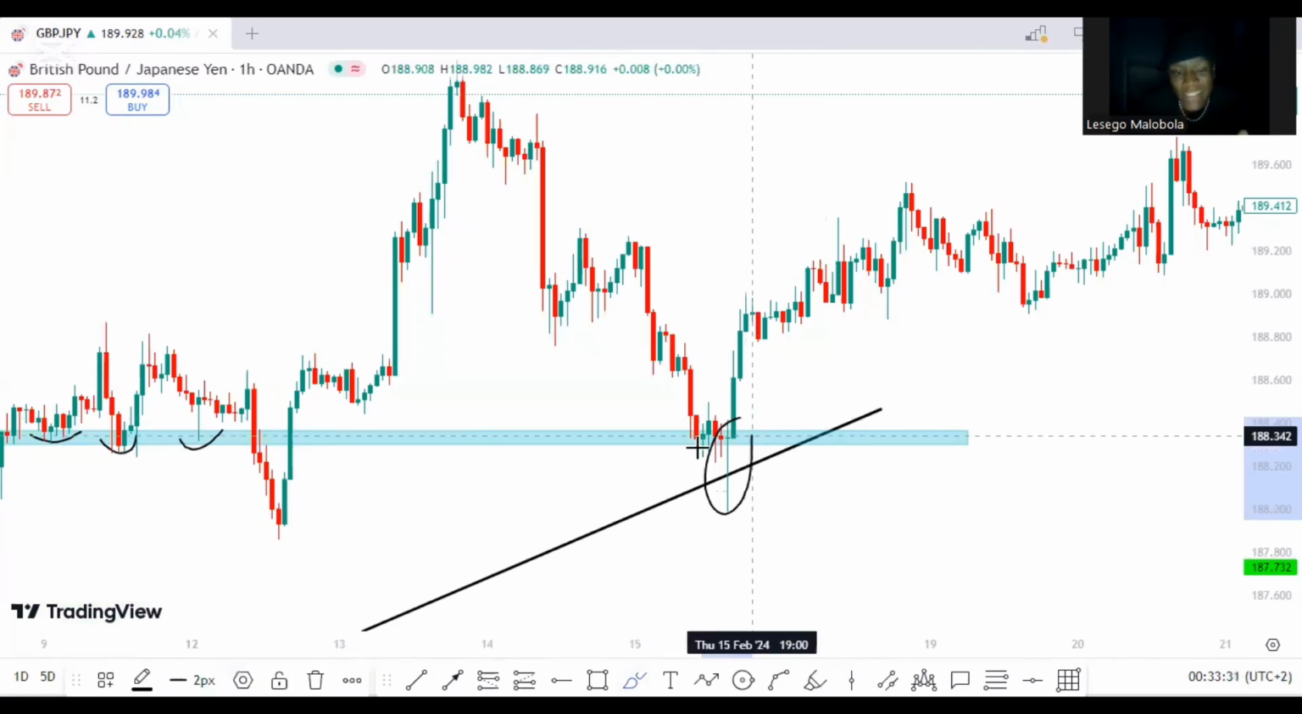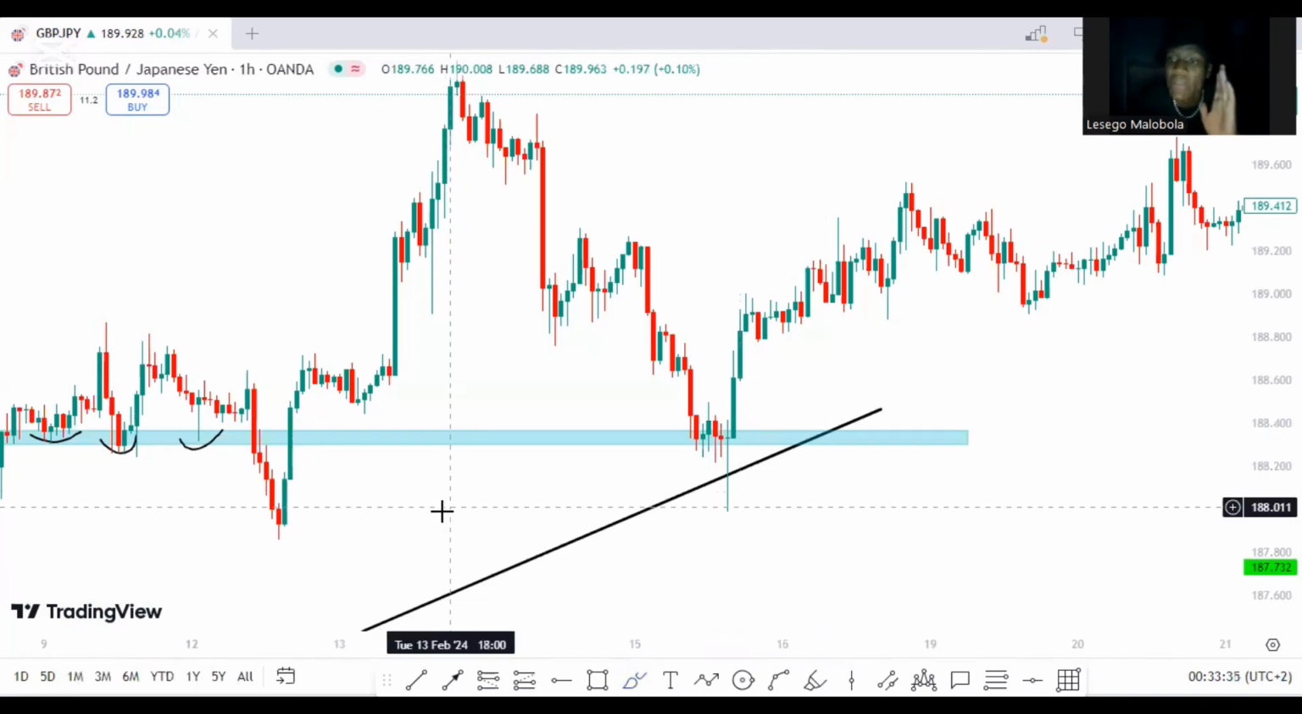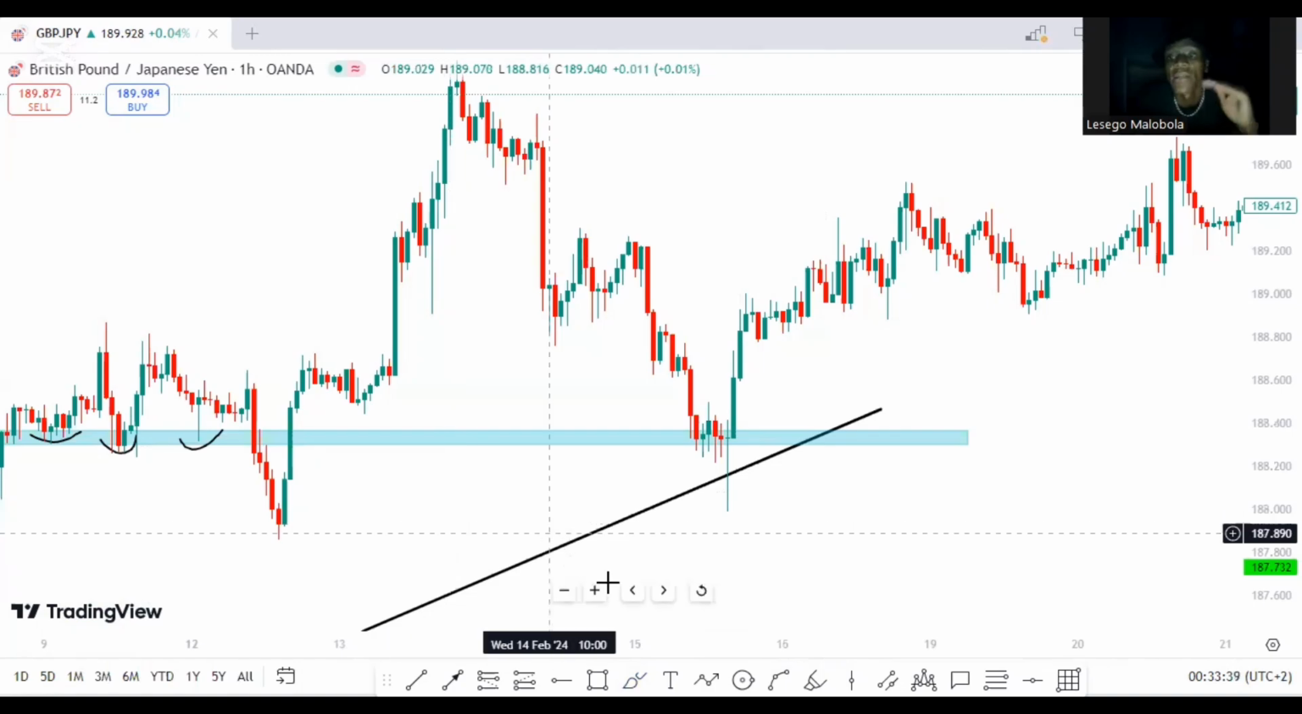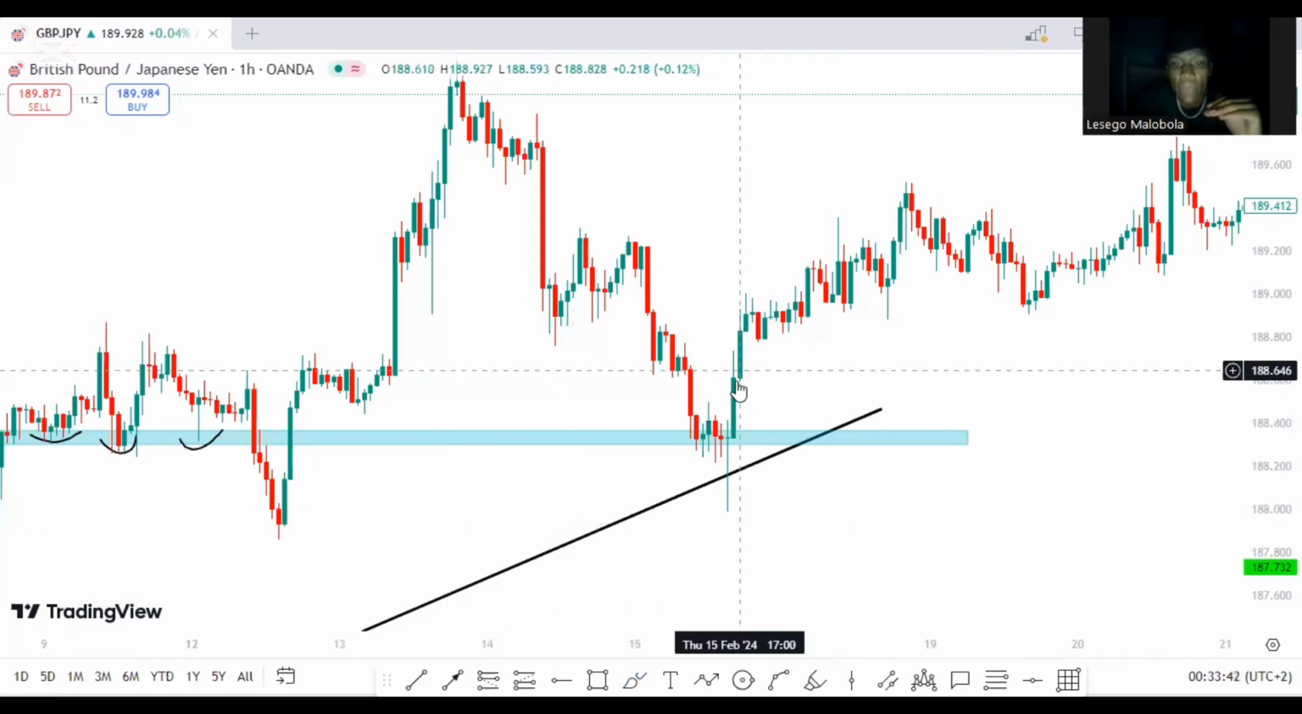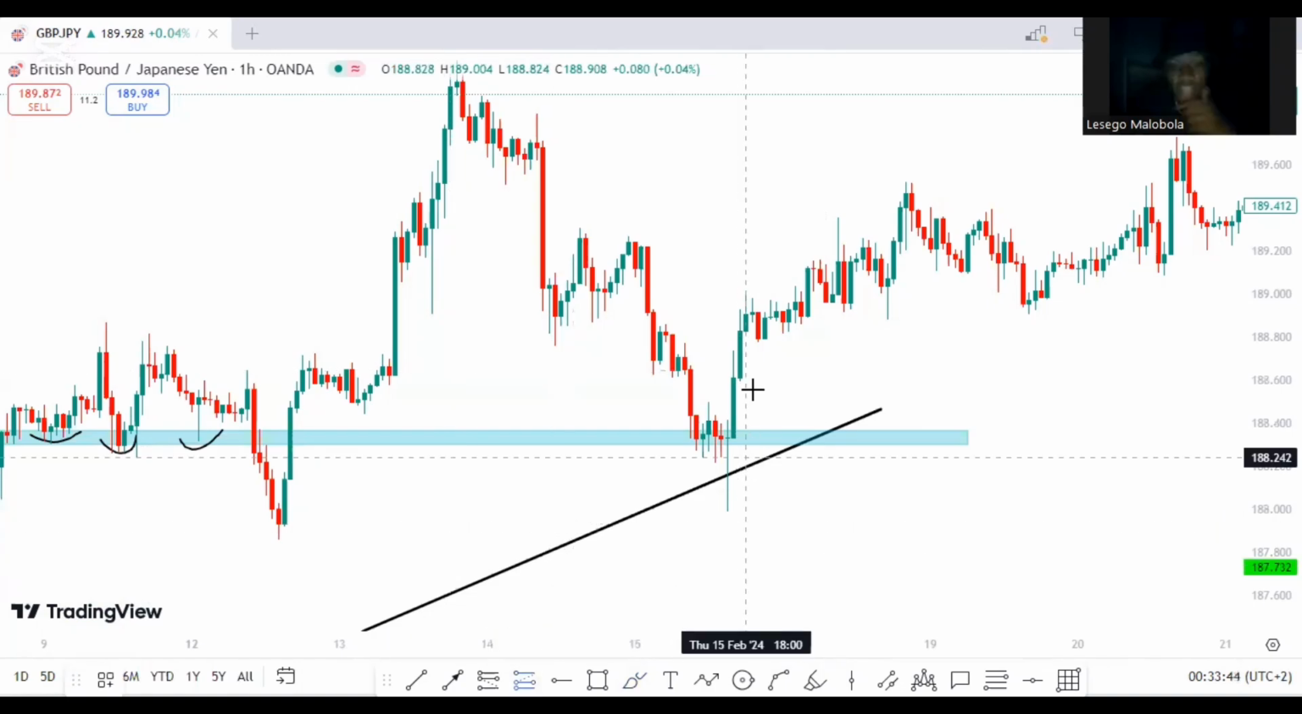This pin bar rejected quite very hard, you understand me? And as you know by now, with a pin bar candlestick, I usually wait for the next bullish candlestick to close. So we do have a bullish candlestick right over here. My entries would have been somewhere around this level.